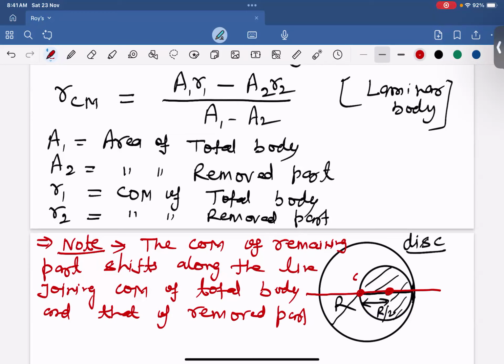Definitely, initially the center of mass was here, and as you are removing this right side part, more mass will be on the left side. So the center of mass is going to shift to this side. That means now the center of mass might be at this place. So the center of mass has shifted towards the left.